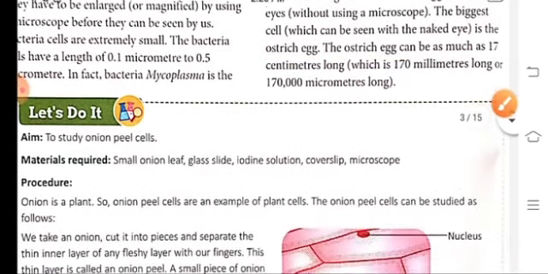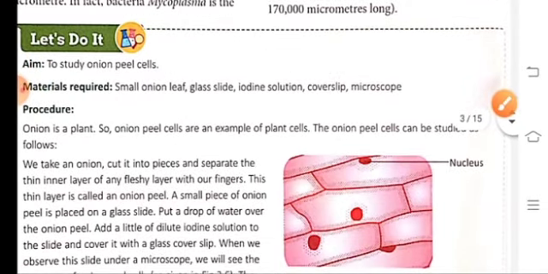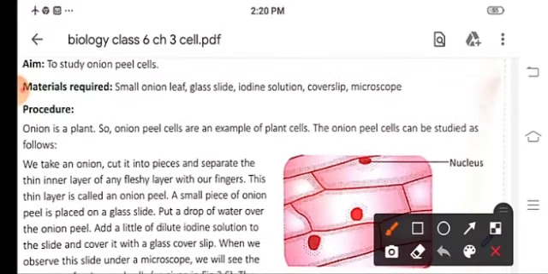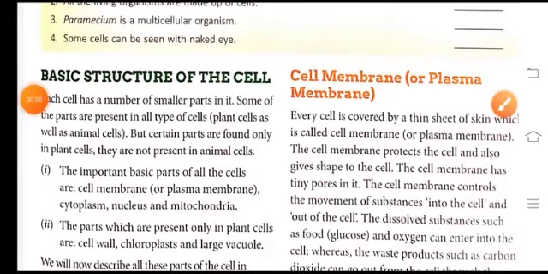Okay. So here is an experiment which we can do when the school reopens to study the cells. Now let's come to the basic structure of the cell.